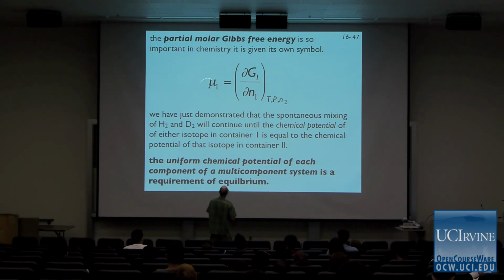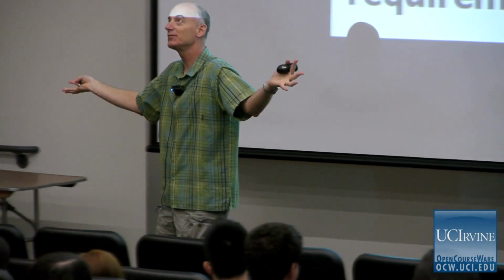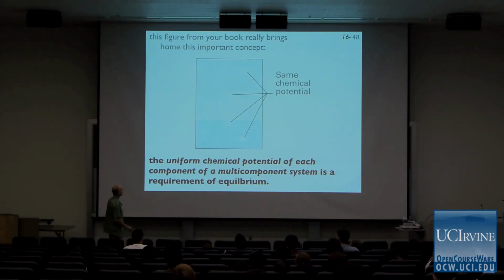Right? The chemical potential is the thing that has to be the same everywhere in this heterogeneous chemical system. This room is just an example of that. So, your book shows this diagram. This is meant to represent two phases. Right? Let's say ice and water, or liquid water and gaseous water.